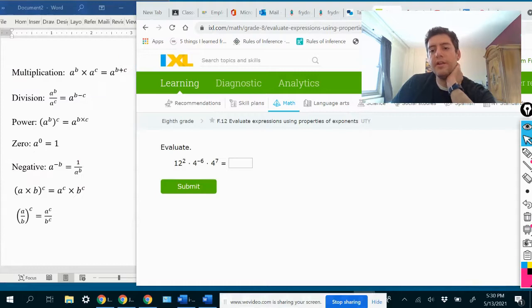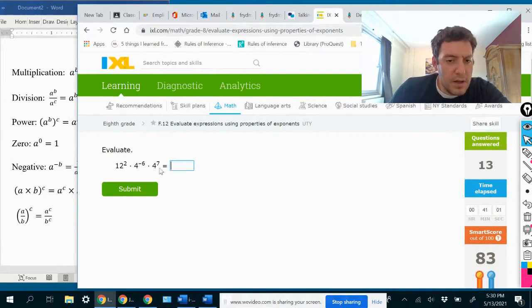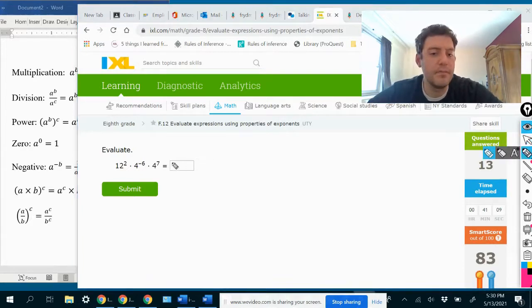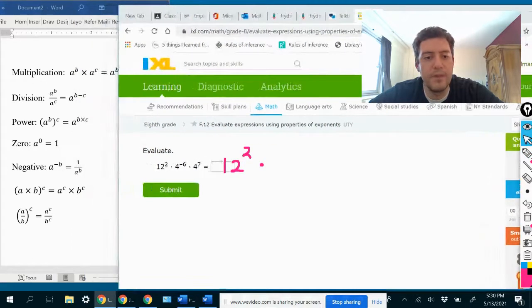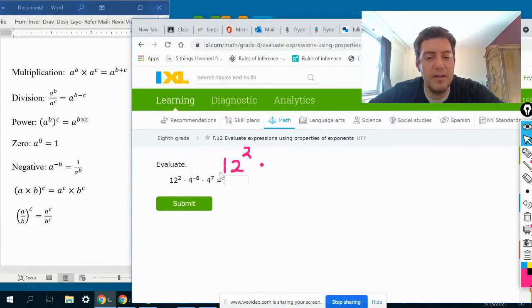Okay, I think I'll do this, and then I think I'm going to jump a level. Let's see, we can simplify a little bit here because these bases are the same. We have a 4 here and a 4 here. So let me just keep the 12 to the second and then times. For this one, I'm going to use the multiplication rule that we used before, which tells me that I can just add the exponents.